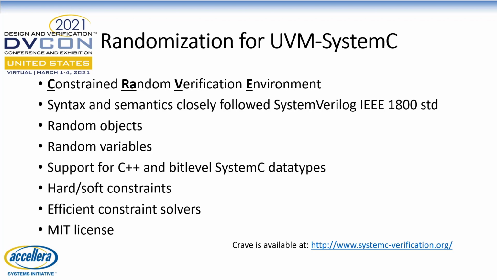It supports hard and soft constraints, and in the back end, it supports efficient constraint solvers which can be used for randomization. It's available under the MIT license. Also, you can download the current version of CRAVE at SystemCVerification.org. But this library has now been donated to Accellera, and we are working on a standard based on this library.